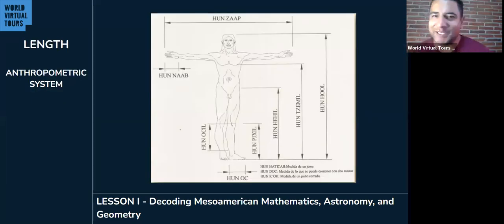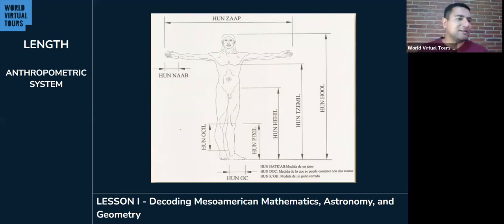For the length, for example, as many other cultures, even the first Germans, they used the anthropometric system. So we have different measurements here depending on your body. Okay, we have in this case the names in the Maya language. On a seal from the ankle to the knee, for example.